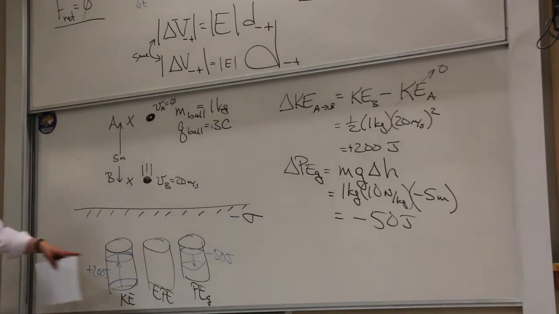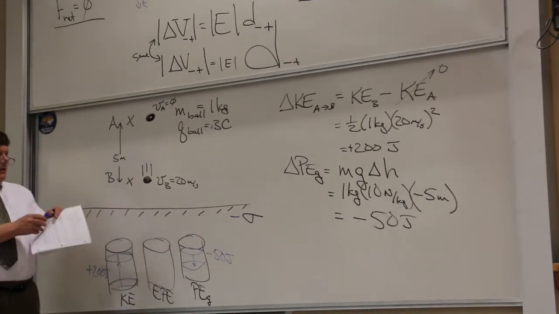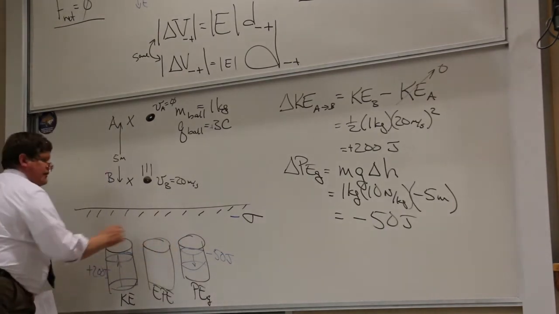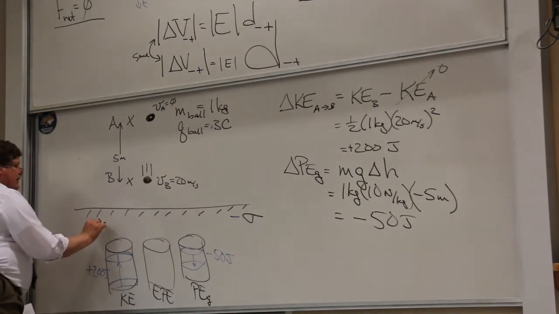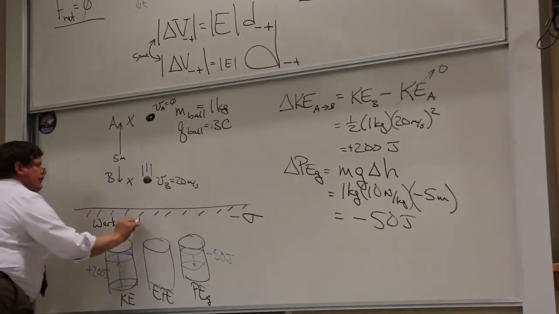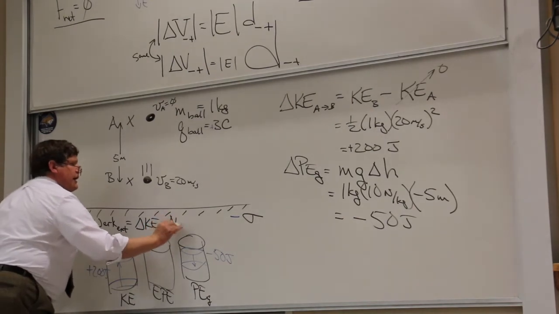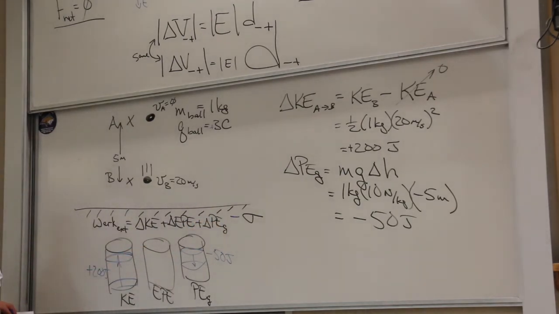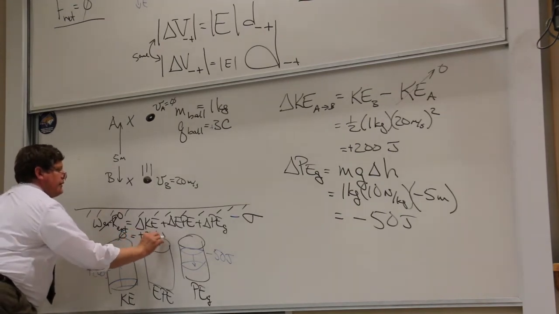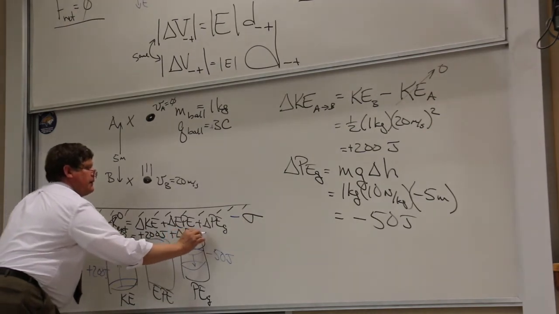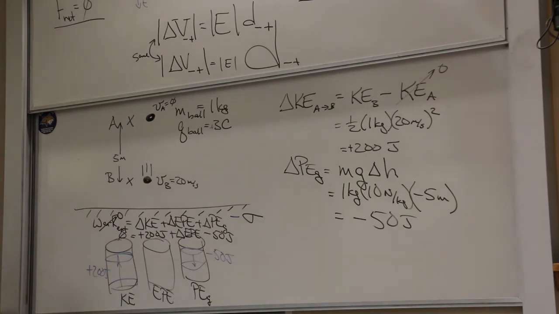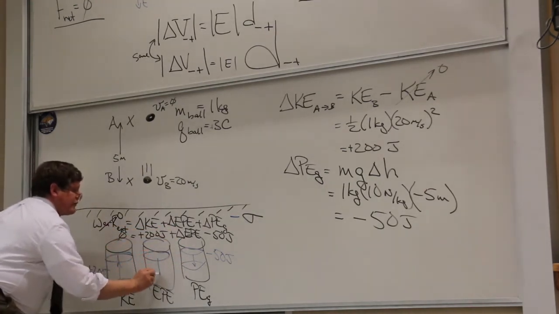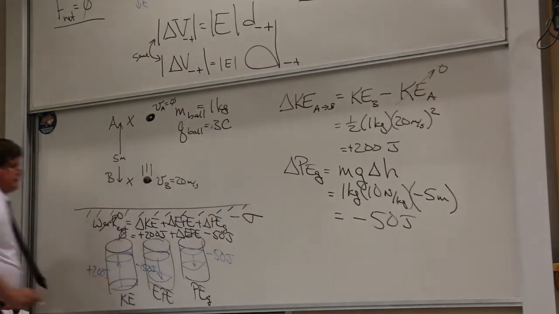Now, my next part asks about this change in electric potential energy. Well, it's still going to be a zero-sum game. If I write this picture in equation form, it would be W external is what changes energy. Changes kinetic energy, changes electric potential energy, and changes gravitational energy. But we just dropped the ball. We didn't do any work on the ball. We just let it go. So this is zero. So that means zero has to equal a plus 200 plus whatever this is, minus 50. What's happening to the electric potential energy bucket? Well, if this one is filling by 200, when this is emptying by 50, this one has to empty by 150. Does everyone see that?